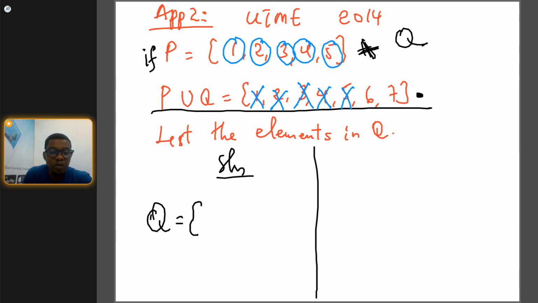We are left with 2 values, which are 6 and 7. That means 6 and 7 belong to set Q. So set Q is 6, 7. I believe that's clear.